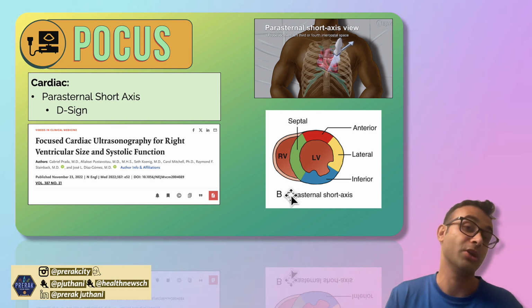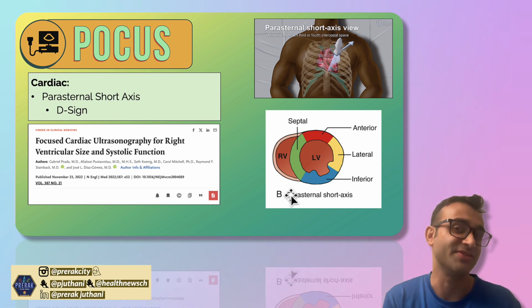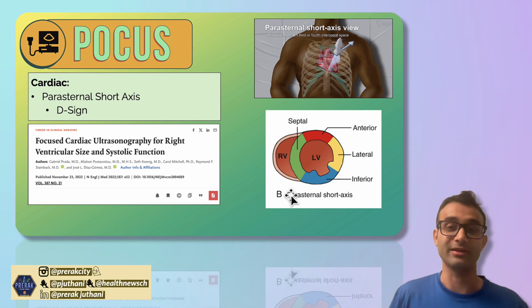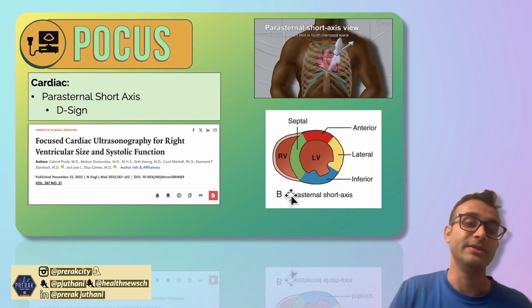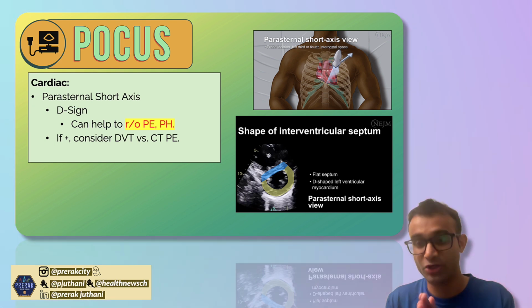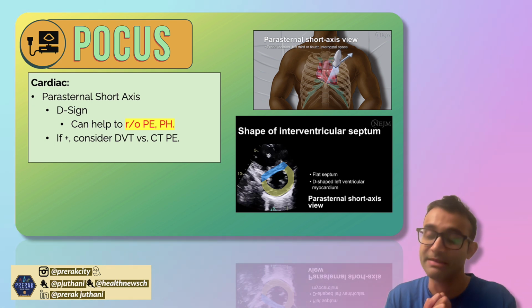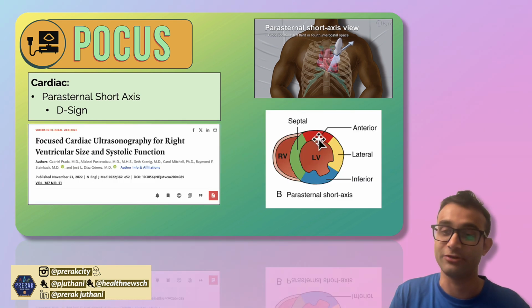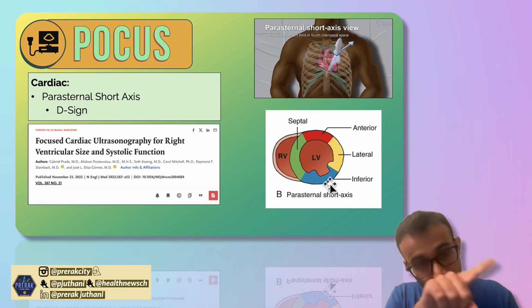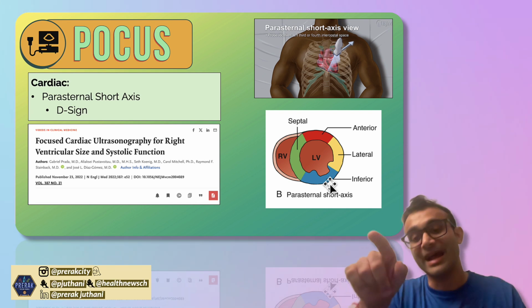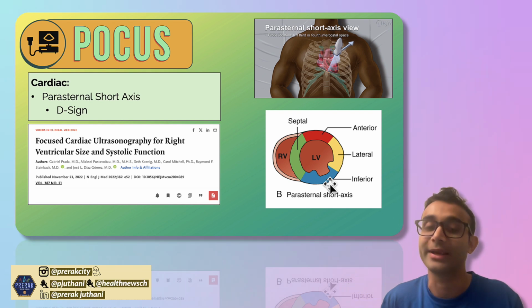But the one thing that you can often look for in a parasternal short axis view that can be very helpful is called the D sign, literally the letter D. The D sign is something that you may not understand entirely, but I'm going to show you why it looks exactly like a D. So what is the D sign? Well, a normal parasternal short axis view looks like this: a round left ventricle, and almost an eclipsed right ventricle next to it.